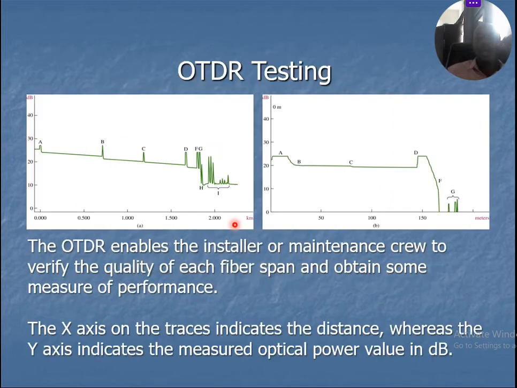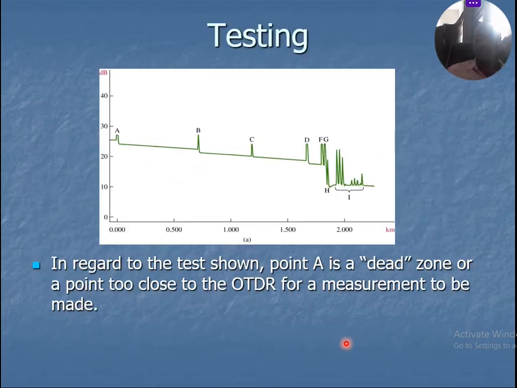Now let's discuss only this first graph. Excuse me. Still on test E. In regard to the test on this figure A, we look at point A, which is a dead zone. This point A is a dead zone. We don't read these values, we don't use this value.